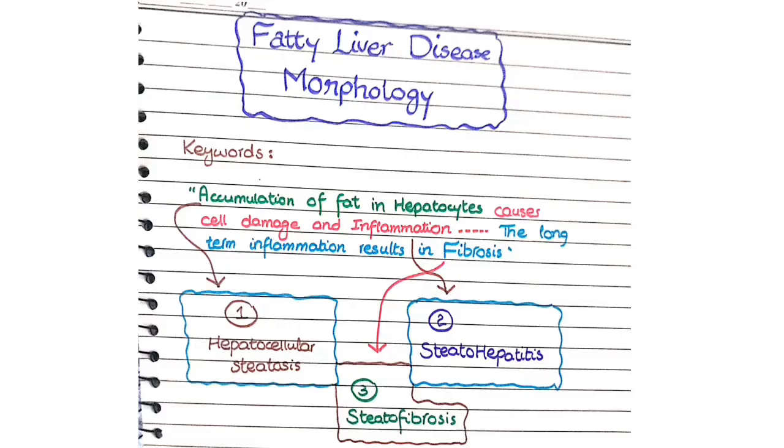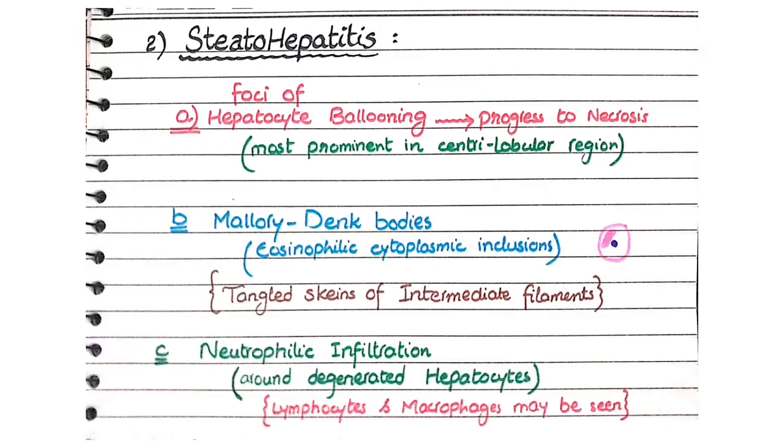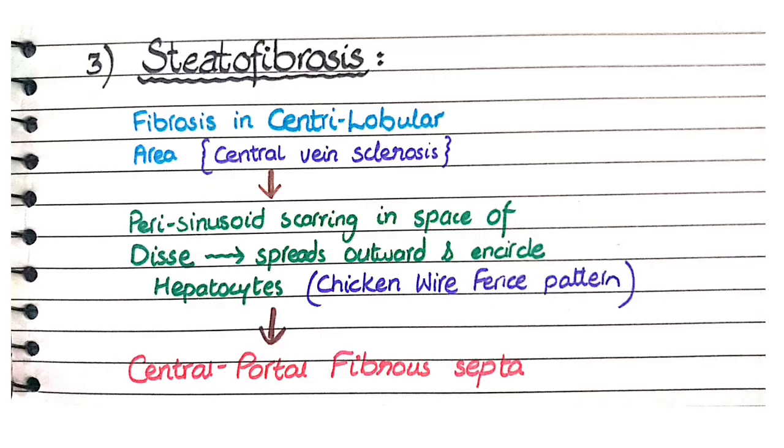Remember these points. Now let's summarize the microscopic features of fatty liver disease. In fatty liver disease, the initial stage is hepatocellular steatosis, in which you see vacuoles of fat inside the cytoplasm of hepatocytes. These vesicles can be small microvesicular or large macrovesicular. Then this progresses into the stage of steatohepatitis, in which you see foci of hepatocyte ballooning that progresses to necrosis. You see Mallory-Denk bodies that are eosinophilic cytoplasmic inclusions, and you see neutrophilic infiltration around the degenerated hepatocytes, along with neutrophils, lymphocytes and macrophages may be present.